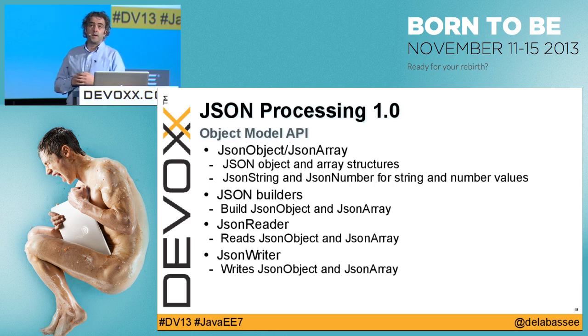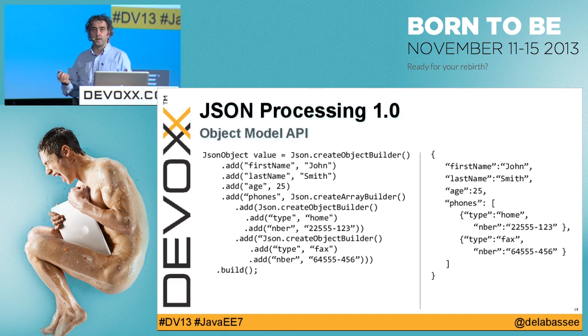The object model API is also very easy to use. So you have a few objects, a JSON object, a JSON array, you have a builder, you have a reader and a writer, and that's about it. So in this case, we want to create the JSON object of that same JSON representation we have on the right side.